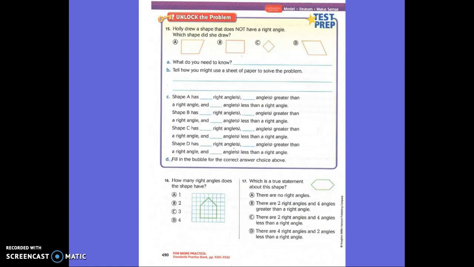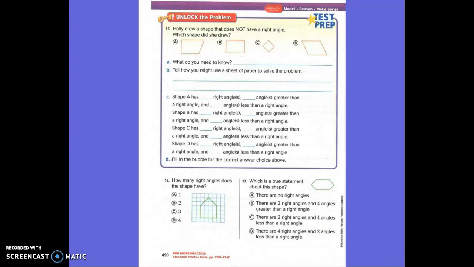We would have 4 right angles. The next page. Okay. Holly drew a shape that does not have a right angle. Which shape did she draw? A, B, C, or D? What do we need to know? Aubrey? Yep, which shape Holly drew. Write that down. Okay, tell how you might use a sheet of paper to solve the problem.